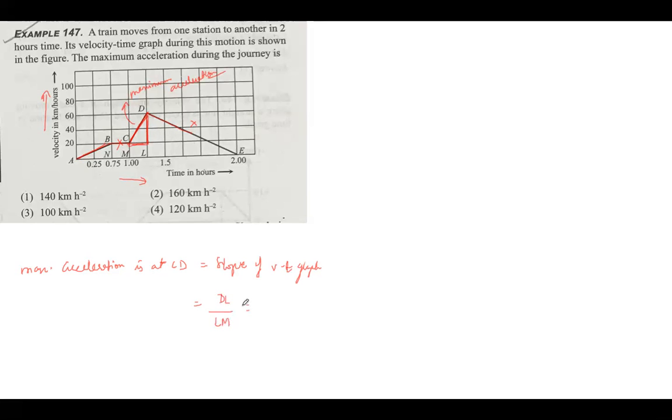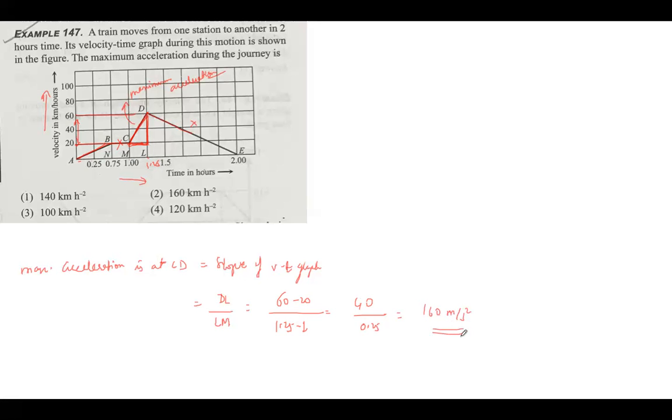DL by LM. DL means this is 60 and L is 20. This is at 20, this is at 60, so this distance is basically 60 minus 20 divided by LM. This distance is 1, see 0.25, 0.75, 1, this will be 1.25. So LM is 1.25 minus 1, 60 minus 20 is 40 and 1.25 minus 1 is 0.25, so this is equal to 160 meter per second square.